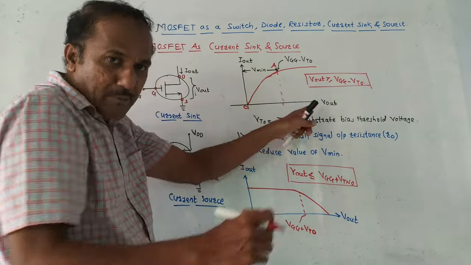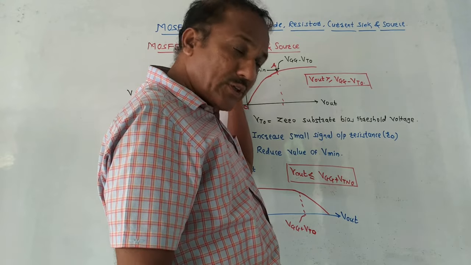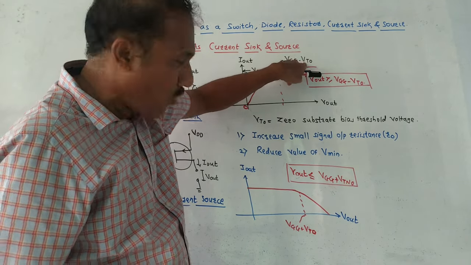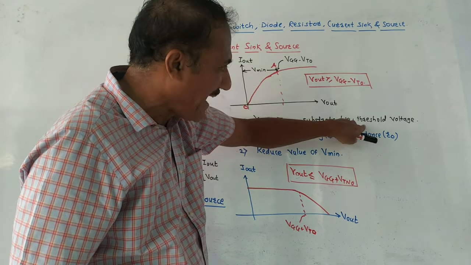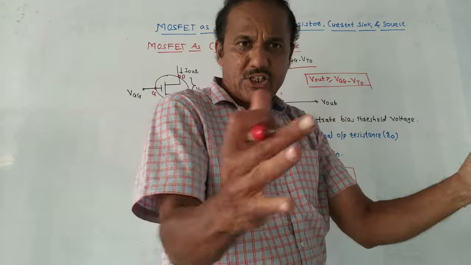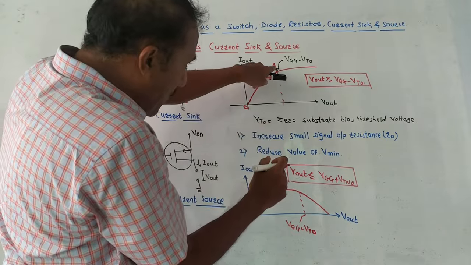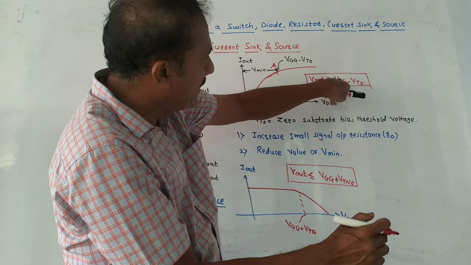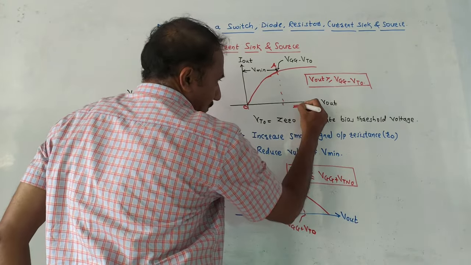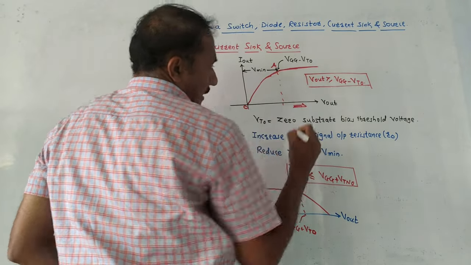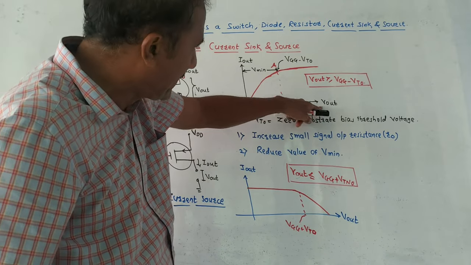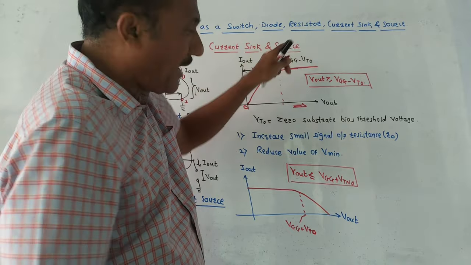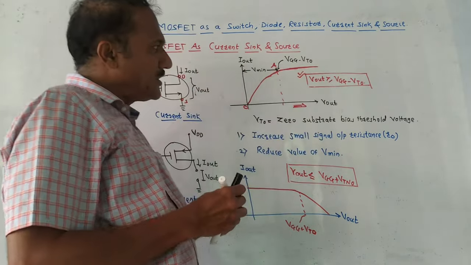Is axis pe hum log V out, matlab output voltage plot kar rahe, is axis pe output current plot kar rahe hai. This is the point A at which the condition is VGG minus VTO, where VTO is zero bias threshold voltage. In simple language, it is the threshold voltage. तो ये जो पॉइंट ए है, यहां पे कंडीशन है VGG माइनस VTO. If V out is greater than or equals to VGG minus VTO, मतलब इस पार्ट पे, the characteristics of current remains constant with respect to variation of the voltage. मतलब वोल्टेज आउटपुट वेरी भी हो रहा है तो करंट कॉन्स्टेंट रहेगा. So this is the expected graph for which the required condition is V out must be greater than or equals to VGG minus VTO.